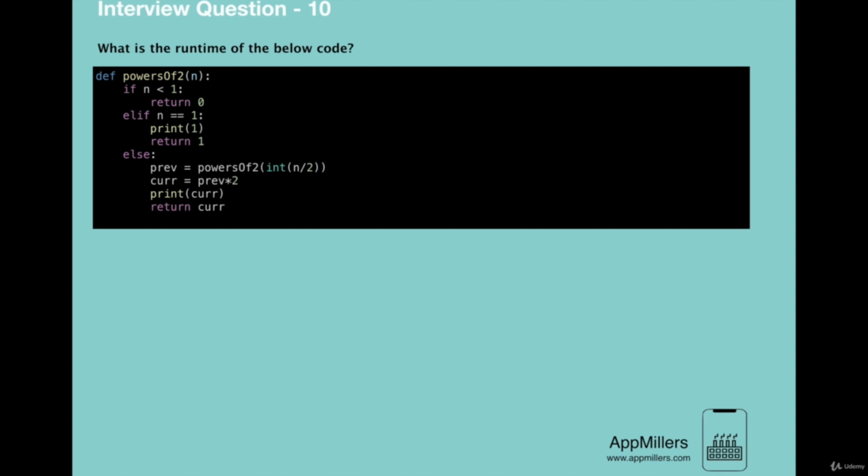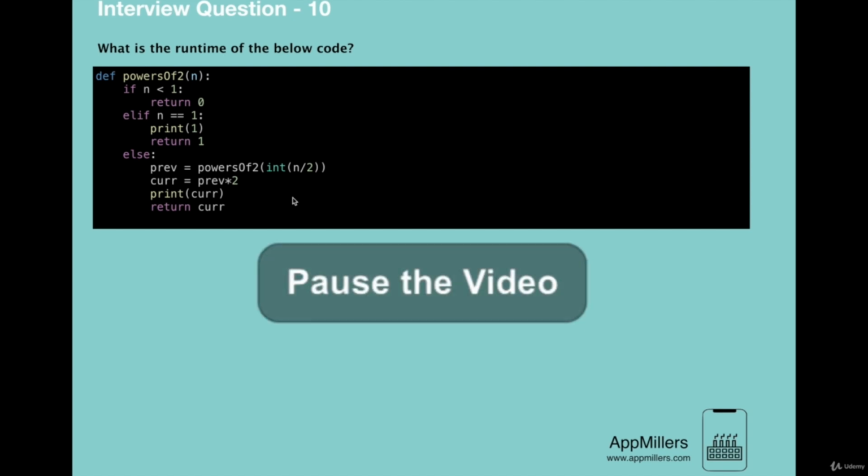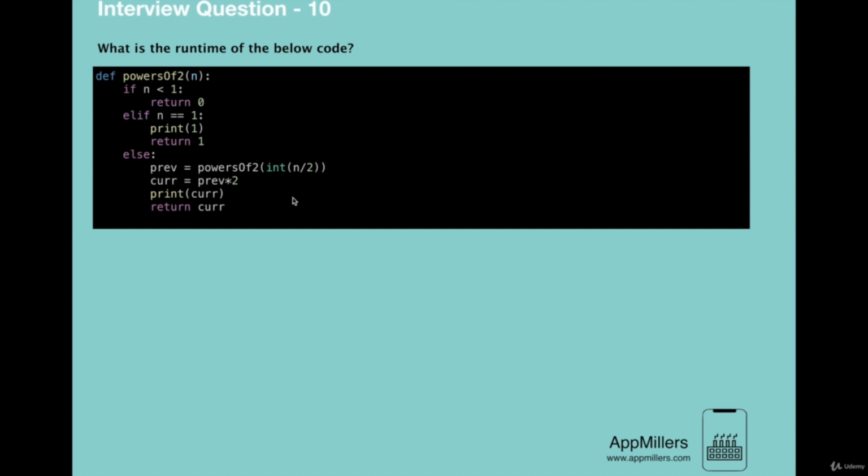Question number 10. The following function prints the powers of 2 from 1 through n. For example, if we run this function for parameter of 4, it will print 1, 2, and 4. So we need to find the runtime of this function. So here again, I want you to pause the video and think about whether you can come up with your own answer. Alright, hopefully you have found the right answer. If not, then let's do it together.